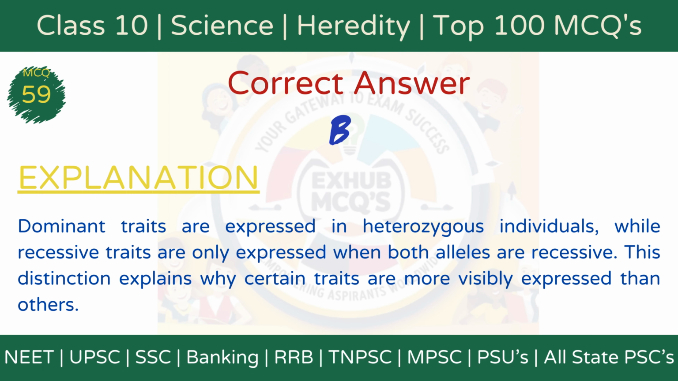The correct answer is option B, expression in heterozygous individuals. Explanation. Dominant traits are expressed in heterozygous individuals, while recessive traits are only expressed when both alleles are recessive. This distinction explains why certain traits are more visibly expressed than others.